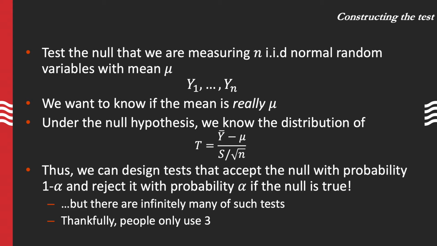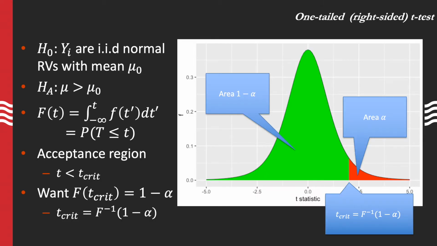Unfortunately, there are infinitely many such tests, and I'll go into an example a couple slides from now of why that's true. But thankfully, people really only use 3 test designs, because there's really only 3 test designs when you think about it that make that much sense. And those are the 2 one-tailed tests, so the right-tailed and the left-tailed test, and also the symmetric or two-tailed hypothesis test. So let's start with the one-tailed or right-sided t-test.